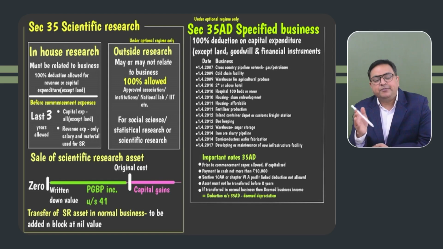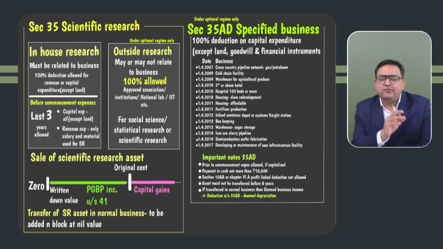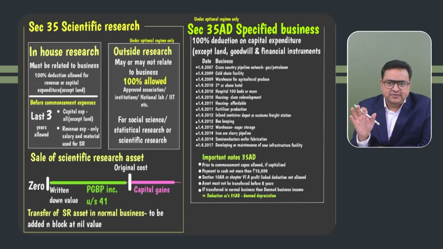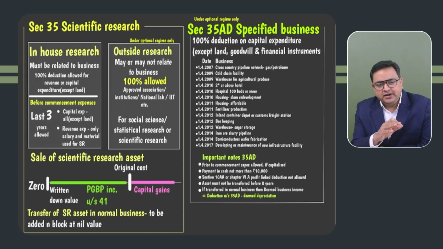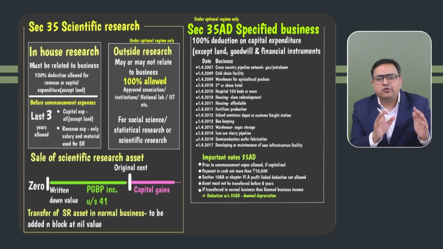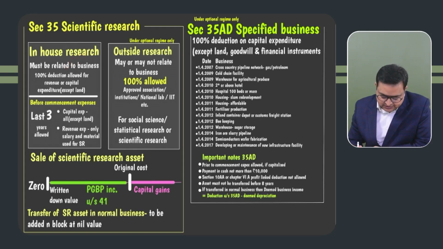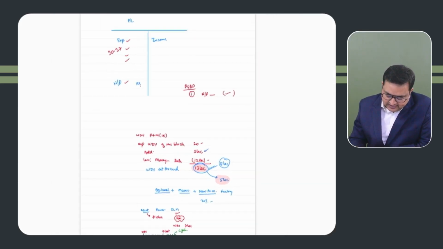Got it? We can take the pre-commencement expenses also, but a maximum of the last 3 years. So all capital expenses are allowed before commencement also, except land, obviously. And revenue expenses: after commencement, all revenue expenses are allowed for scientific research, but before commencement, not beyond 3 years, only up to the last 3 years. But the last 3 years' revenue expenses should be only salary or raw material, nothing else, right? After commencement, all revenue expenses, but before commencement, only salary and raw material expenses are allowed. This is called in-house research. And sale of a scientific research asset is the same as I've already discussed with you, like a power generating unit.